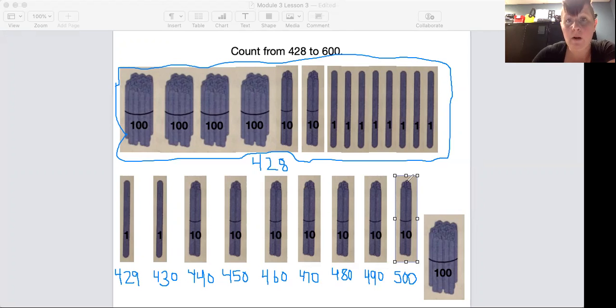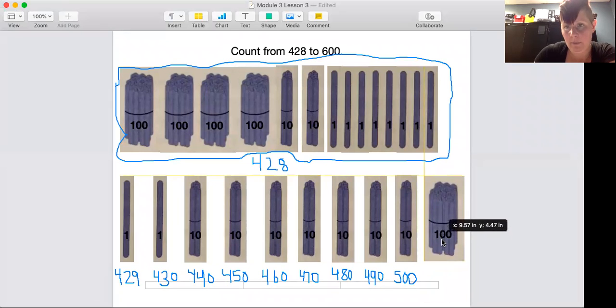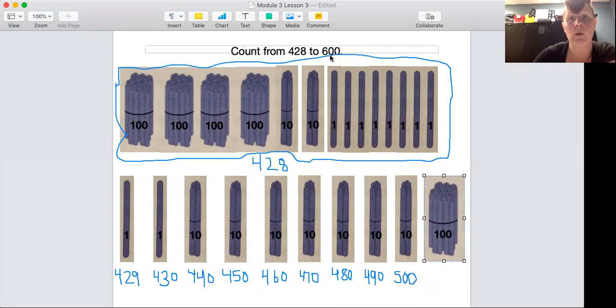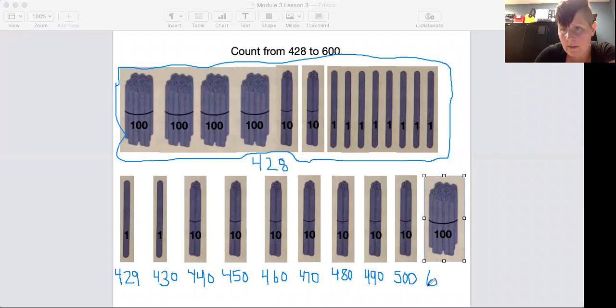So remember, the goal here was to get to 600. So I can just now take my last 100 bundle and count by 100. So I'm at 500. I put one more, and that gets me to my goal number of 600. And I'll go ahead and label that one also. Okay, and this one is 600. And there you go. We have counted from 428 all the way up to 600 using our ones, tens, and 100 bundles.